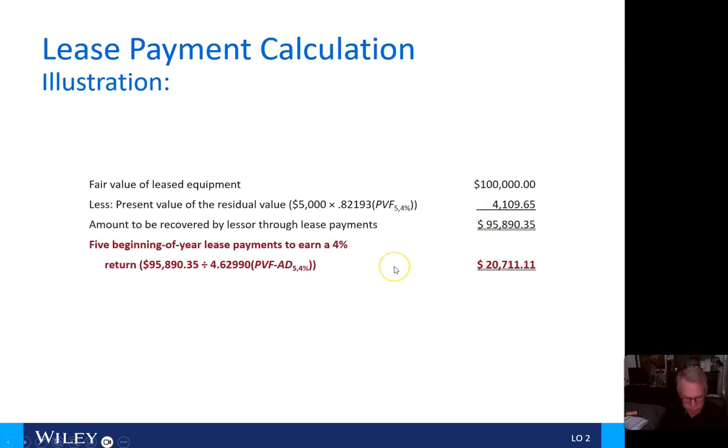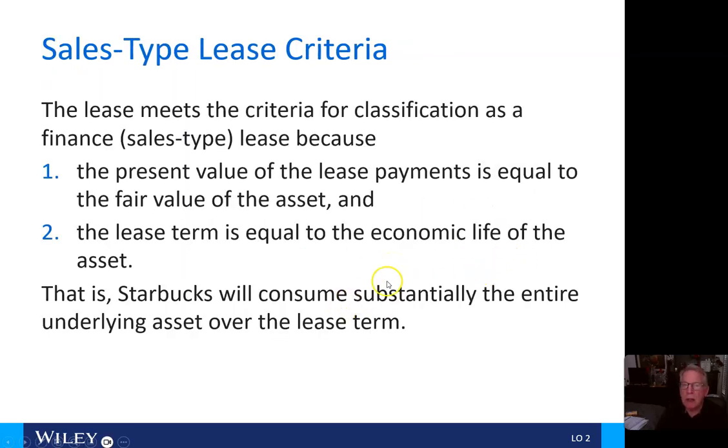So if the lease meets the classification as a finance or sales type lease because 1, the present value of the lease payments is equal to the fair value of the asset, and 2, the lease term is equal to the economic life of that asset. That is, Starbucks will consume substantially the entire underlying asset over the lease term.